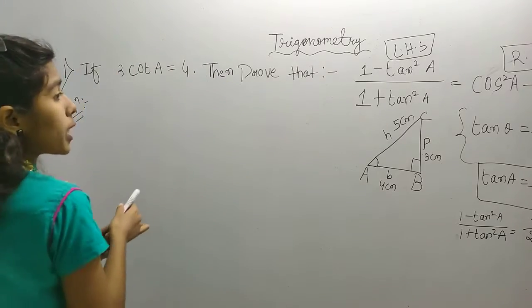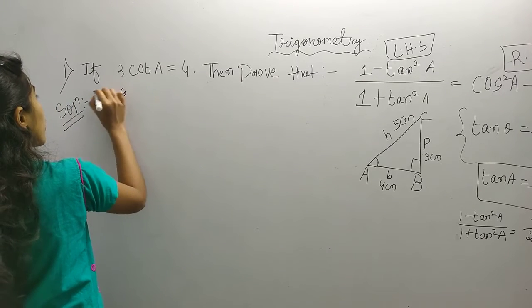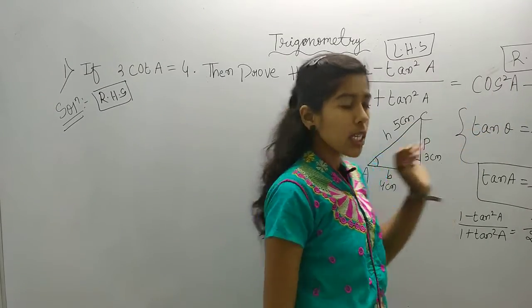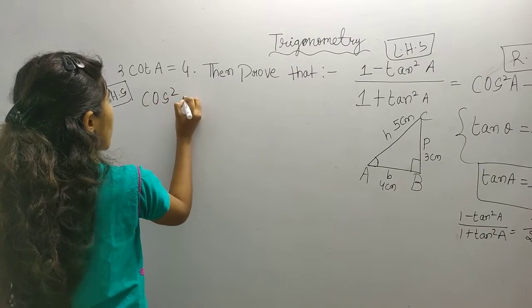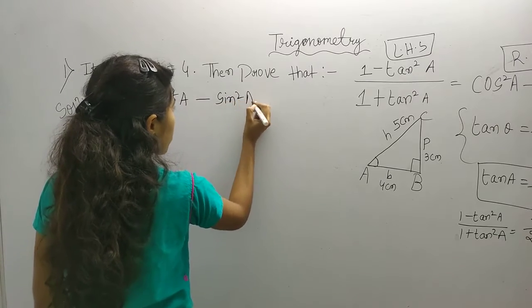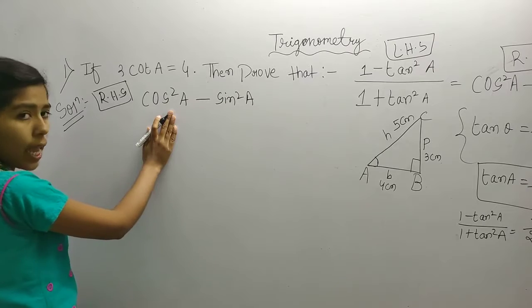So see, what is RHS now? First we will write RHS. So what's given in RHS? Cos square A minus sin square A. First we will write cos square A minus sin square A. So here first we have to find out cos A.